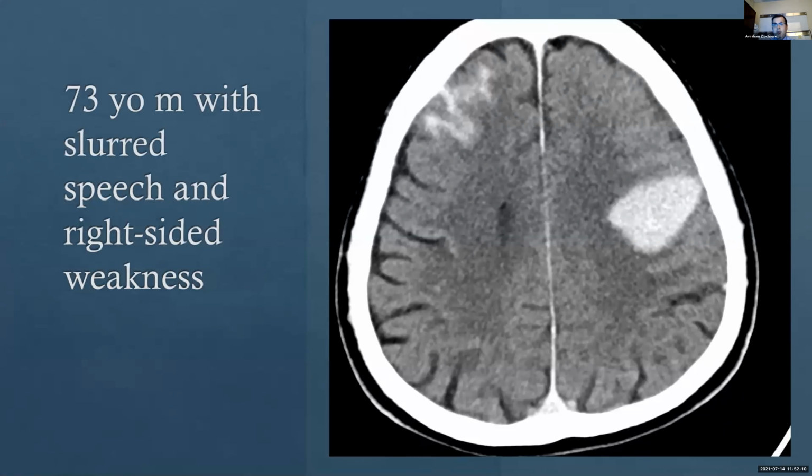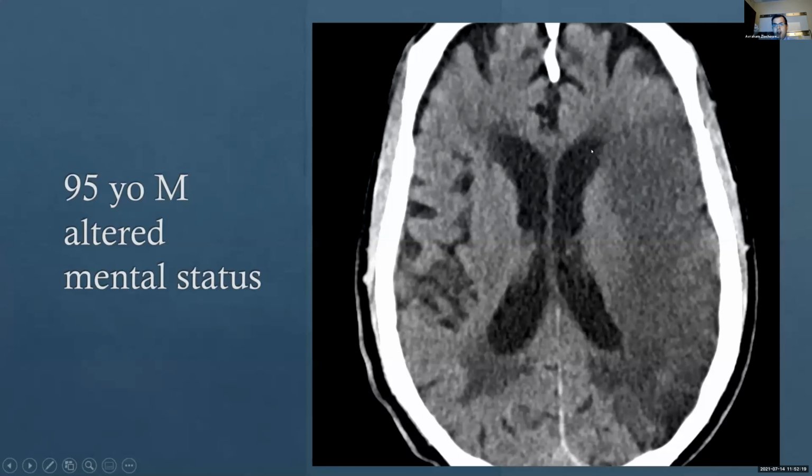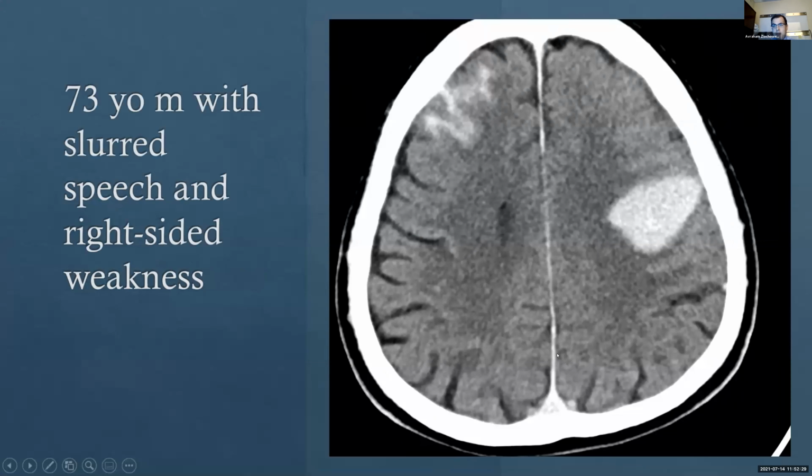This is another crucial thing we look for. This is a 73-year-old male with slurred speech and right-sided weakness. Before, we talked about this being a normal density image of the brain, and this is low density, hypodensity. For acute bleeds, it's hyper, high density. And we see here there's a focal bleed in the brain itself, the brain parenchyma. So it's a parenchymal hemorrhage.